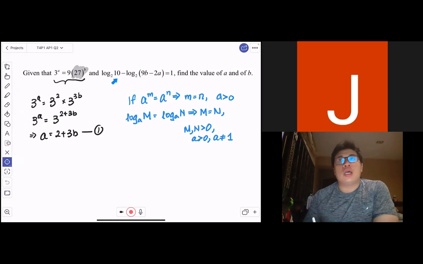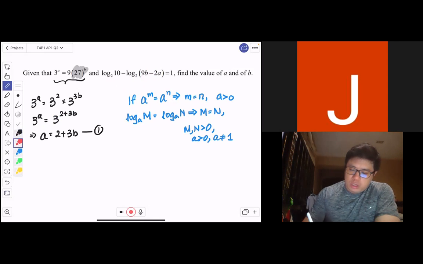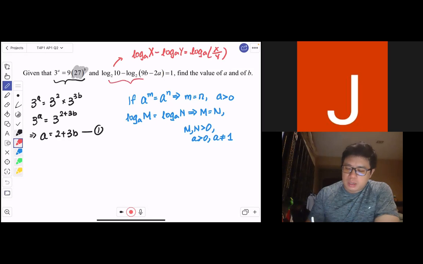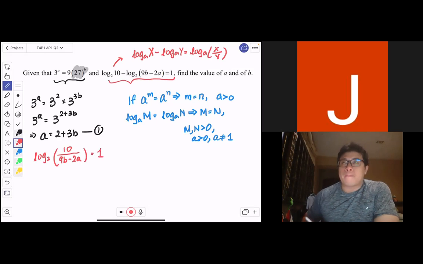The next portion, log 2 of 10 minus log 2 of 9b minus 2a. Again, I can use the quotient law of logarithms. In the quotient law, we know that log a of x minus log a of y is the same as log a of x over y. This allows us to combine our terms into log 2 of 10 divided by 9b minus 2a, which equals 1.